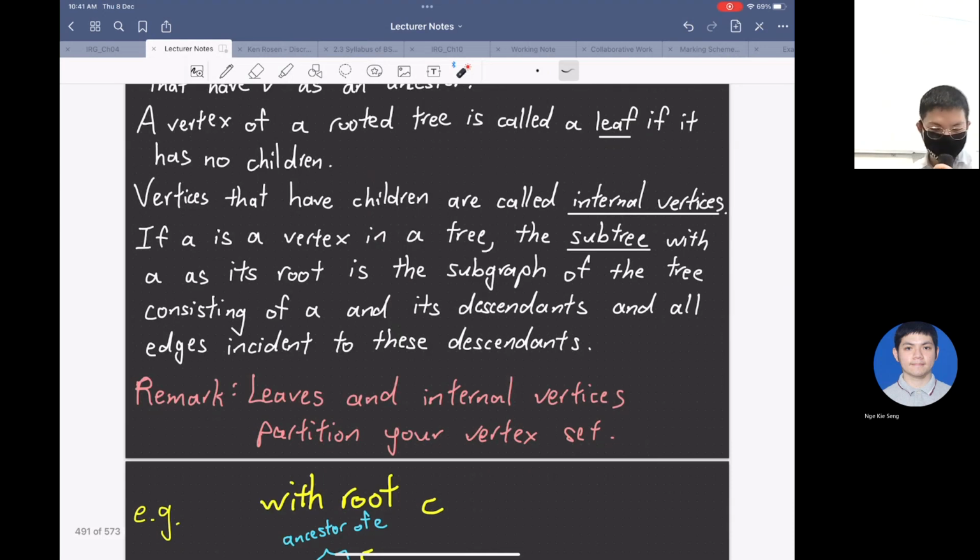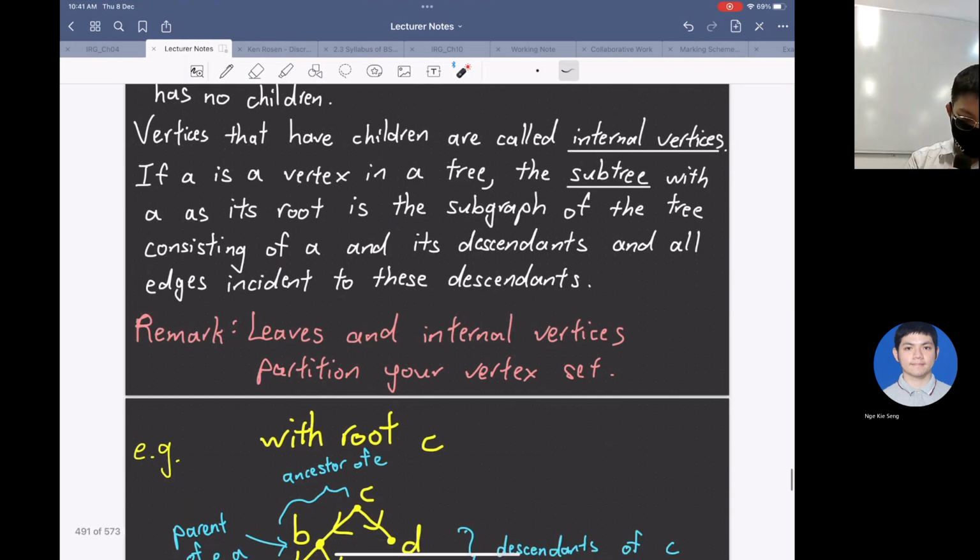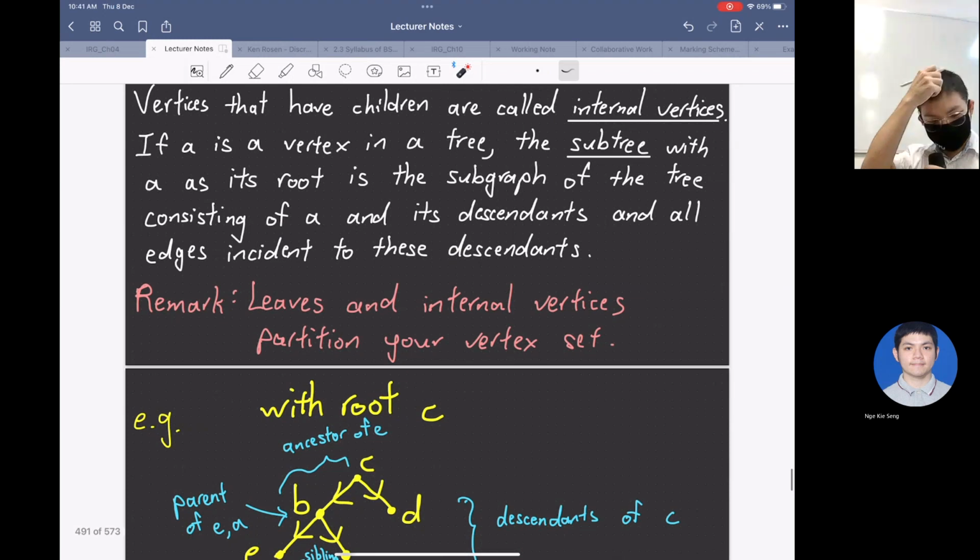So subtree. Okay, so what is the subtree? First of all, a subtree is a subgraph of the tree. But you want to include all the descendants. Usually, because a tree needs to have a root, right? So a subtree also needs to have a root. And then you need to include all the descendants from the original tree.